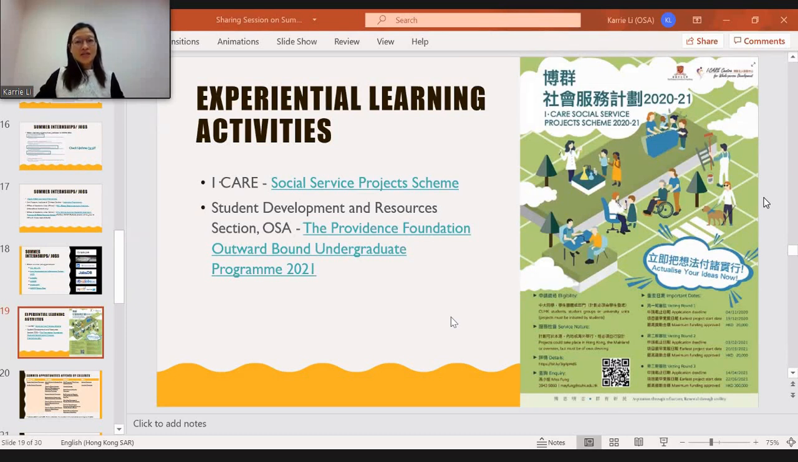Another type of activity that I want to share is experiential learning activities. iCare has a scheme called the Social Service Project Scheme. Under this scheme, you can write your own proposal for social service programs. It could be conducted in Hong Kong, in mainland China, or overseas. I'm mentioning it here, even though the topic is about summer plans, because you can always design your own social service project in the summer, okay? They have 3 rounds of vetting. For this year, the 3rd round is still open to receive applications from students.